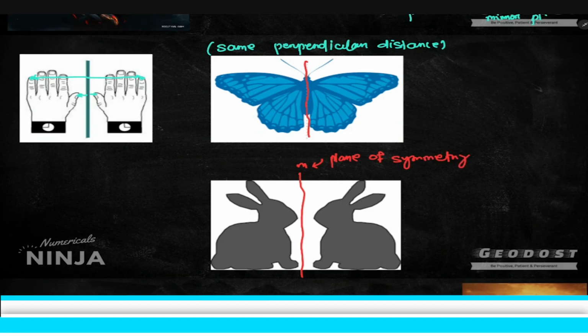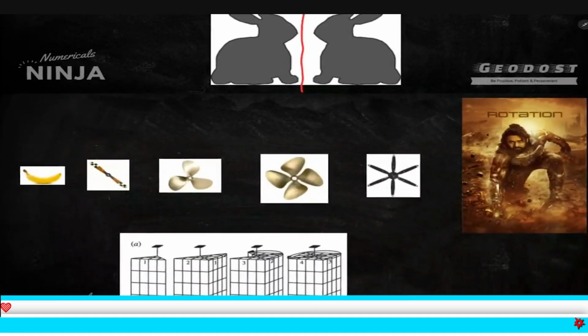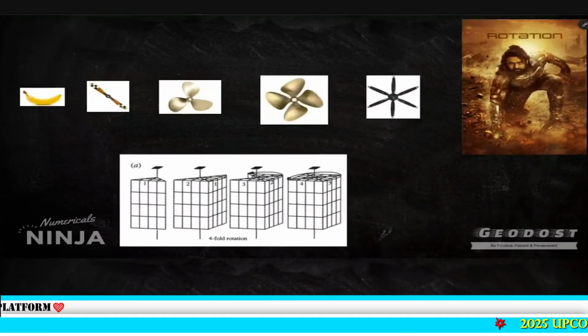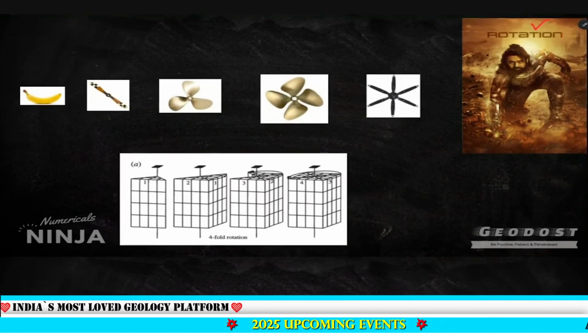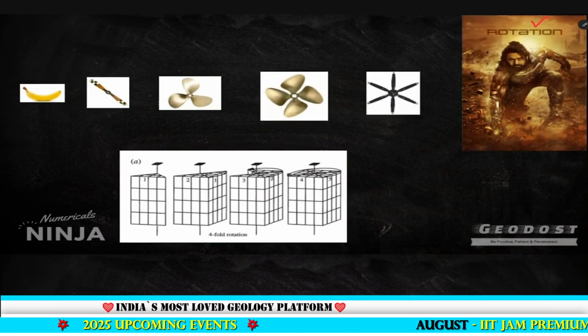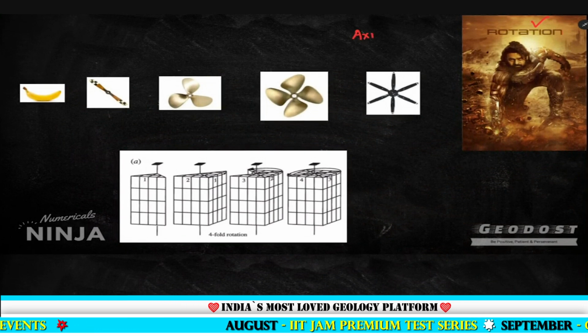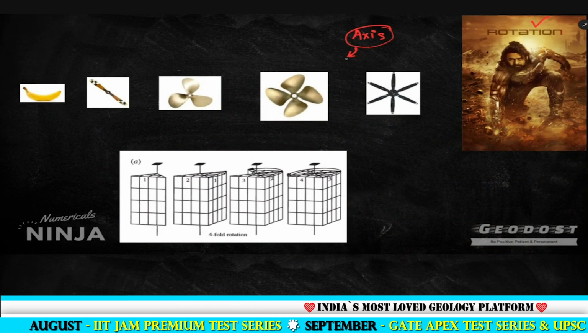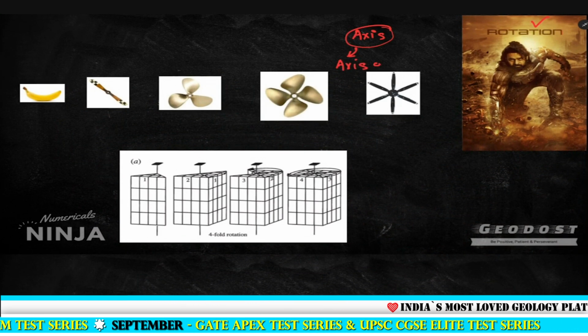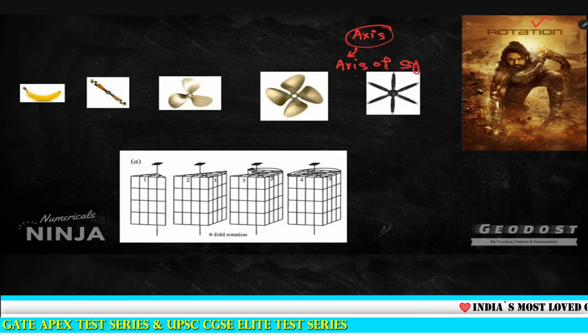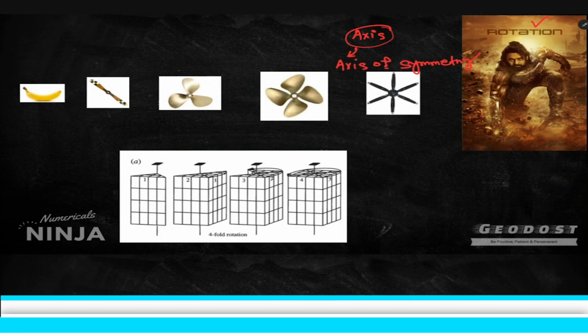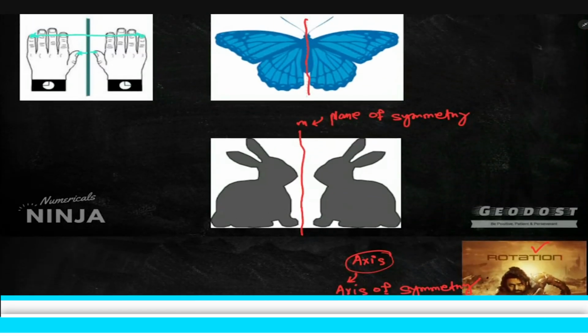Okay, so I'm not going to go into too much detail. Now come to the rotation. तो rotation cases में क्या होता है? तो what is the operator? The operator is basically your axis. Okay, और हम उसको क्या बोलते हैं? Axis of symmetry. Okay, axis of symmetry.